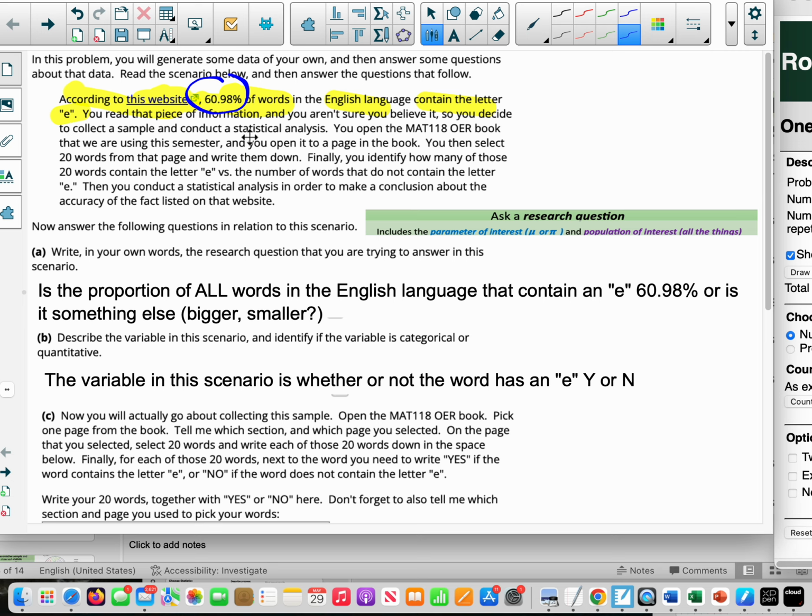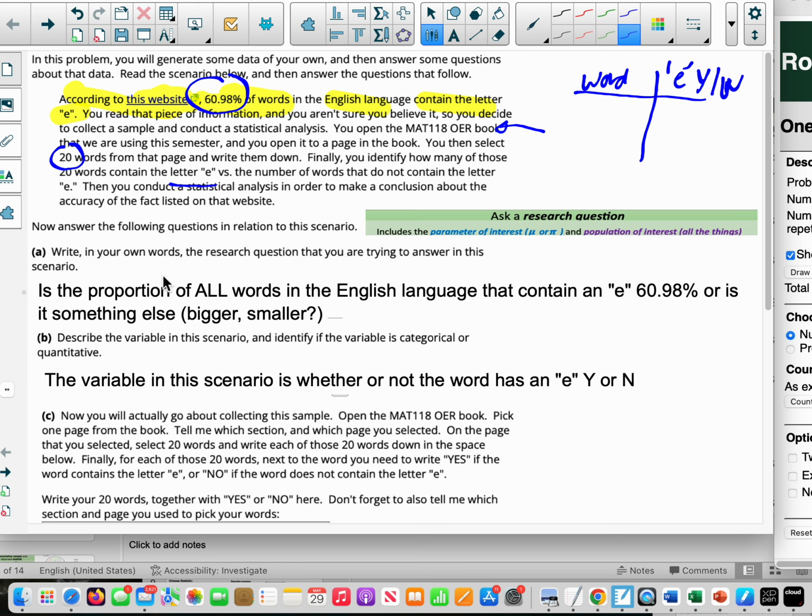So the way we would test that out is that we take a sample. We're going to do a statistical analysis, and we take a sample. We decide we use our math textbook, and we take a sample of 20 words, and then we're going to identify of the 20 words how many contain the letter E. So on my clipboard, I take a word, and then I say, does it have an E? Yes or no? That's what I would write on my clipboard.